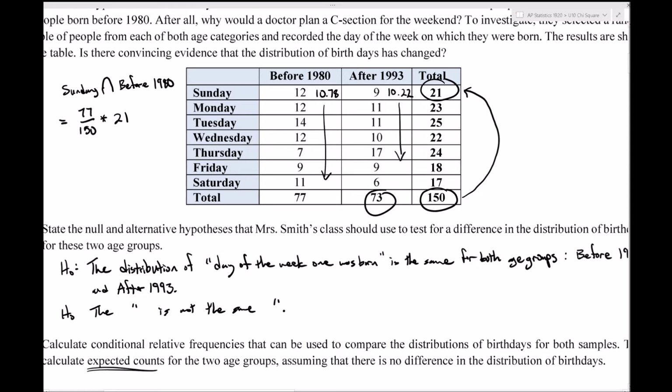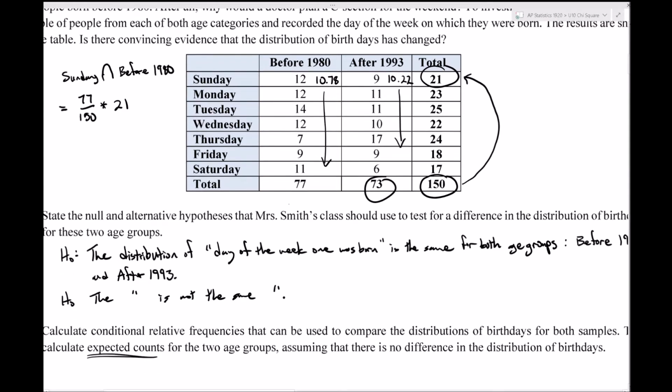And that calculation is going to be mimicked all the way across each of the 7 days of the week. So basically what that should be is, well, 77 out of 150 first off. 77 out of 150 is 51.33% of all those in the sample. So the 77 that were born before 1980, that makes up 51.33% of the sample. So the 73 out of the 150, what percentage is that? That's about 48.67% out of the 150 that were born after 1993.